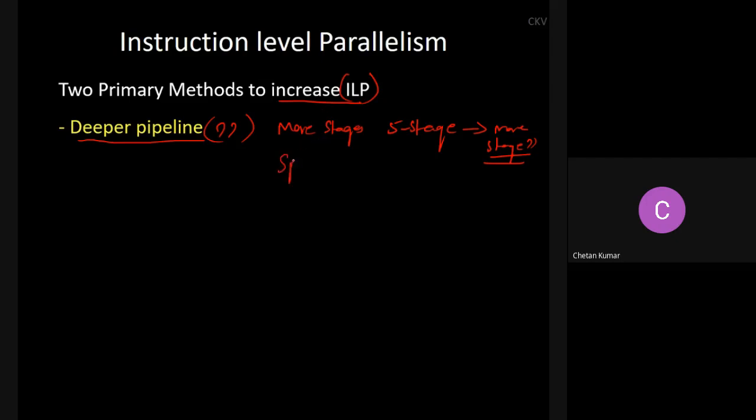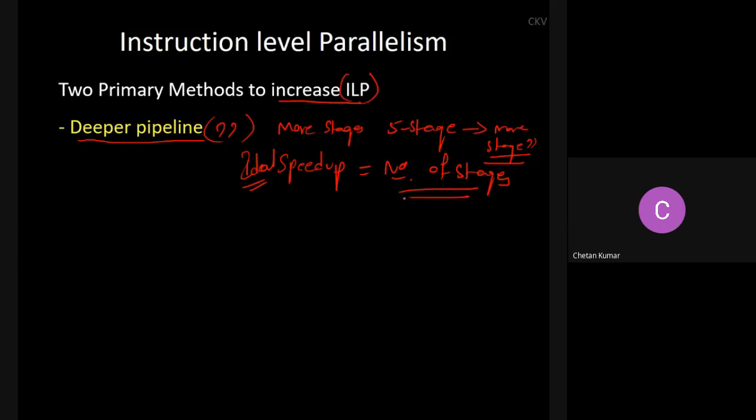Something specific we discussed was speed up, no? What was the ideal speed up that we would get in a pipeline processor? We have discussed this also. What is the ideal speed up that we get in a pipeline processor? It is equal to the number of stages. So if you have more stages, this is ideal.